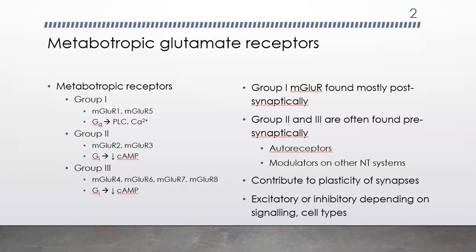These receptors all help contribute to the plasticity of synapses. And these can be excitatory or inhibitory depending on signaling and cell types. But remember that glutamate itself is going to be excitatory, okay? But the receptors can be either excitatory or inhibitory depending on what they do and what cells they're acting on, okay? So whether they're autoreceptors, whether they're presynaptic, postsynaptic, what kind of cell is after them, that kind of thing.